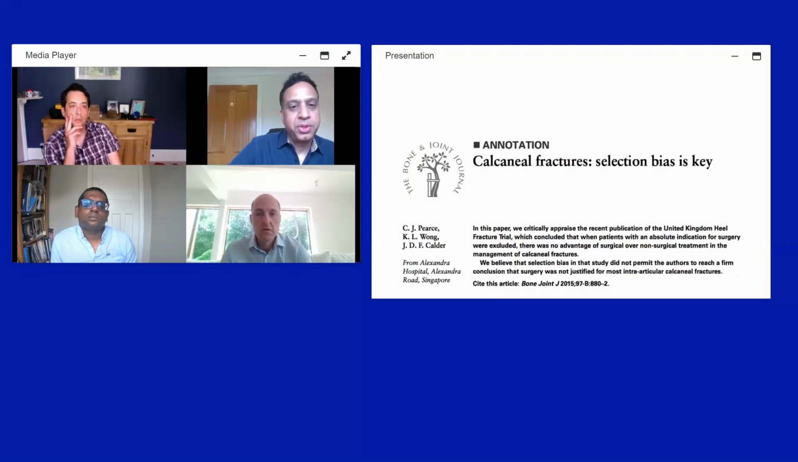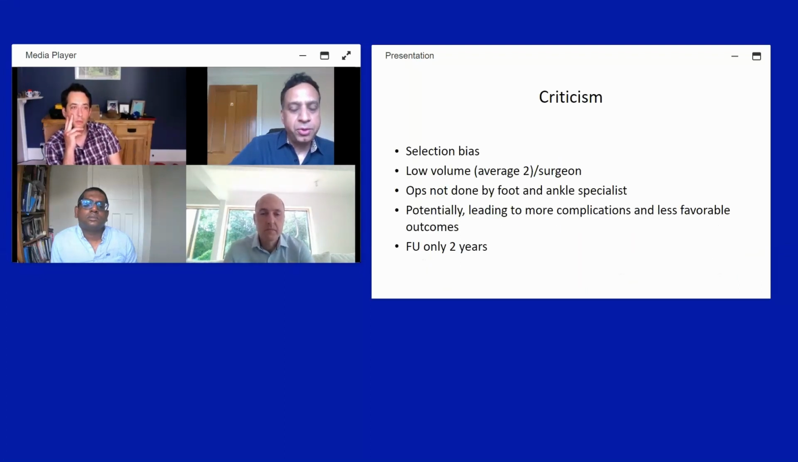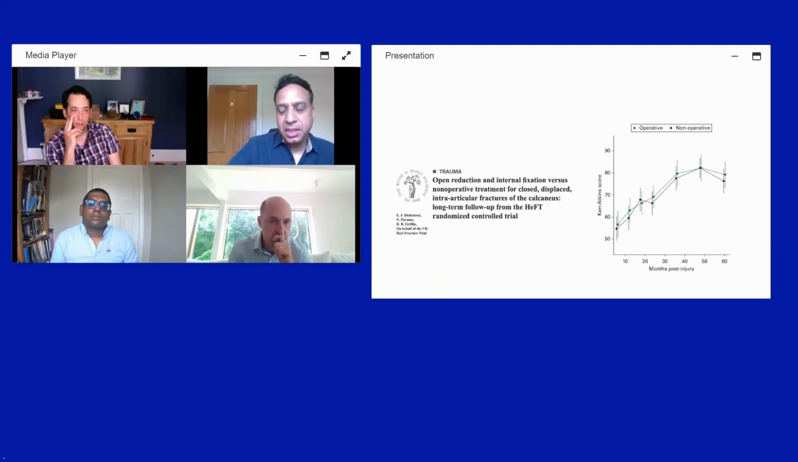And they highlighted some of the points about low volume per surgeon, operations not done by foot and ankle specialists, potentially leading to selection bias because of the type of injuries they treated, and also more complications and less favorable outcome, because if you're not doing many, then you won't be good at it. And the follow-up was only for 2 years in that trial. Next one, please. Subsequently, they have presented a 5-year follow-up, and that's not shown any difference either. Next one, please.